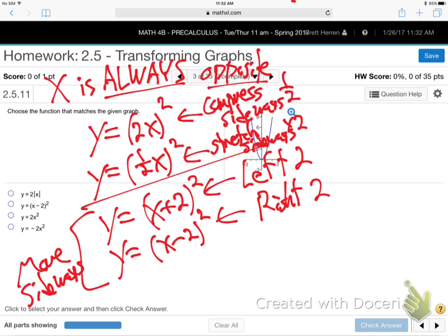If it's in there with x, it's a sideways thing. If it's outside of x's little world, it's a vertical thing. It's a y, right? And y always does normal. X always does opposite. Adding, subtracting moves the graph, right? And multiplying, dividing stretches or compresses. But again, x always does the opposite. All right. So you want to keep all that together, and we'll play the game of name that graph. Number 7.